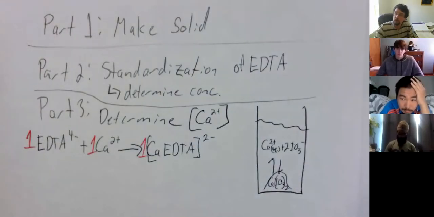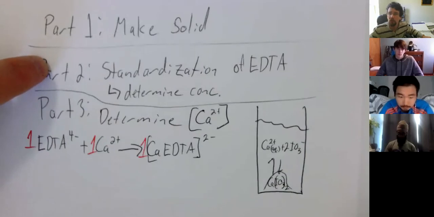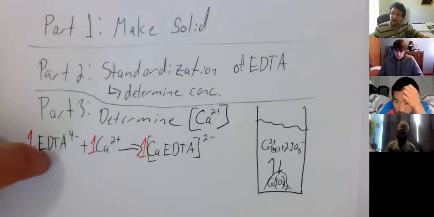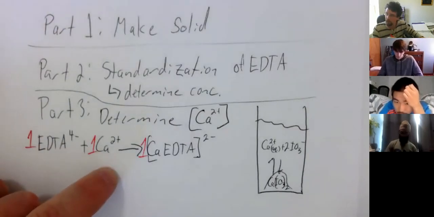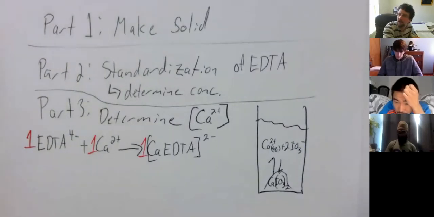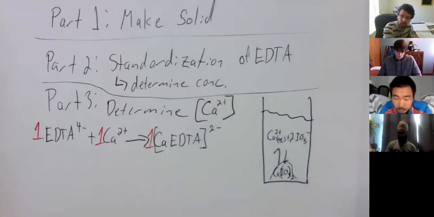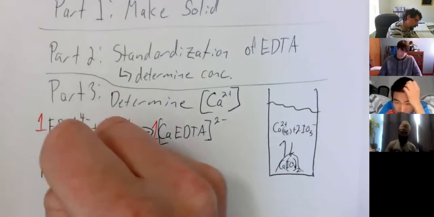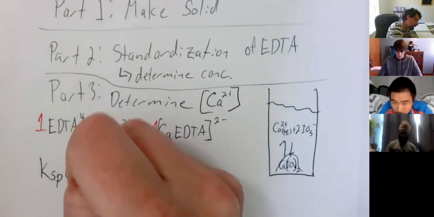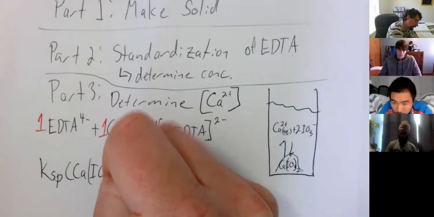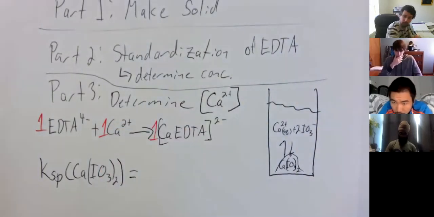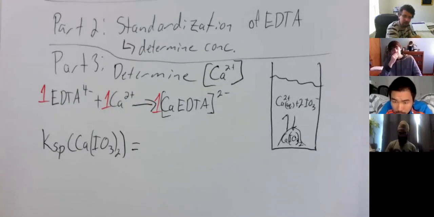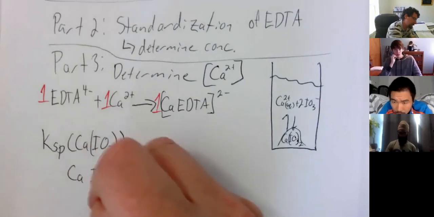So the data that you guys have, you have part 2 data where you're trying to determine the concentration of the EDTA. In part 3, you're using that EDTA to determine the calcium 2+ concentration. Now, how does that help you figure out the KSP value? So what is the KSP expression for this solid? Or can anyone tell me the equation for dissociation for this guy?